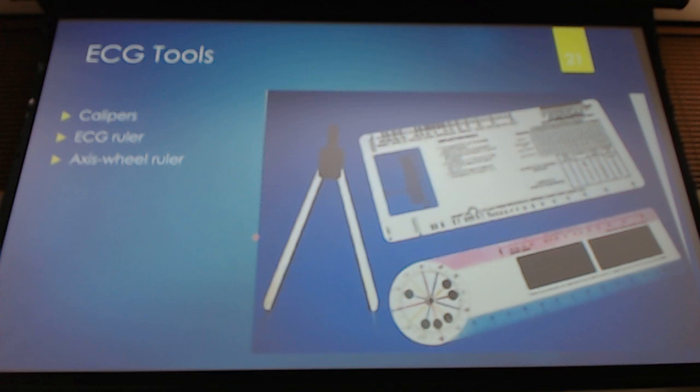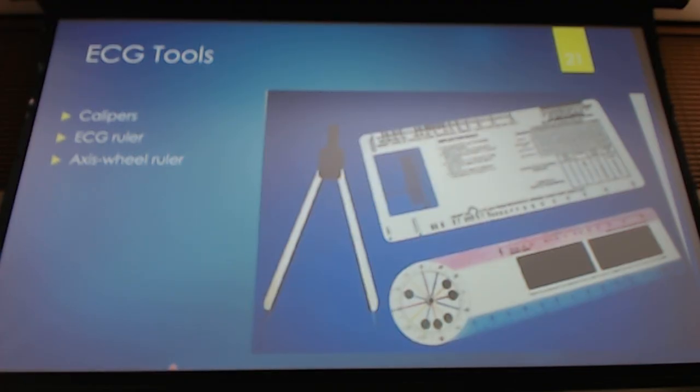The EKG ruler has a lot of different information. It has information about what your EKG speed should be, or what is your voltage, or what is the normal QRS complex width. It has all that information on that ruler. And then the axis wheel ruler is important. We talk about axis and identifying the axis. This has different numbers on it to remind you of what is left axis deviation, what is right axis deviation, what are the parameters associated with that.